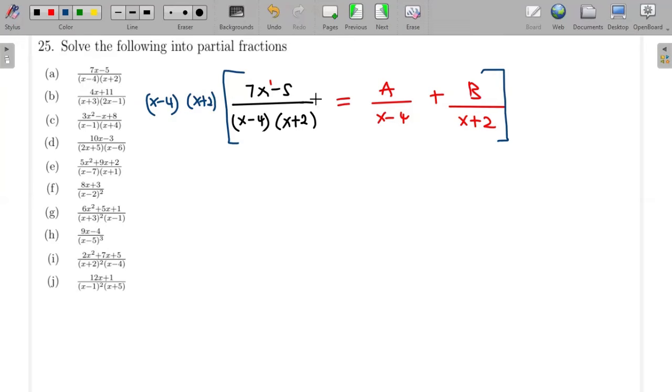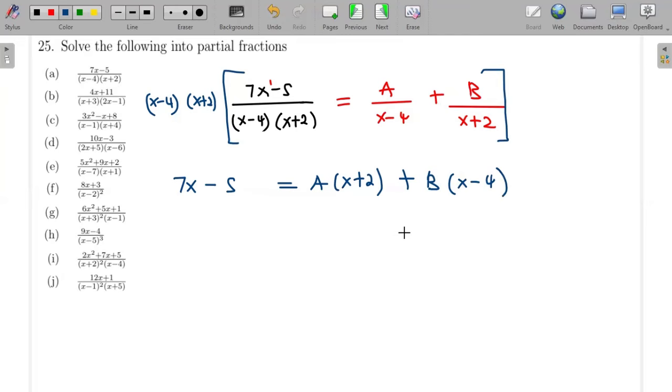So this whole thing here multiplied by this whole thing will cancel out with this denominator. So I just remain with 7x minus 5 is equal to, if I multiply this by A divided by x minus 4, the x minus 4 will cancel out with the x minus 4. So I remain with A multiplying x plus 2. And then plus, if I multiply this guy with this, the x plus 2 is going to cancel out. So I remain with B multiplied by x minus 4.